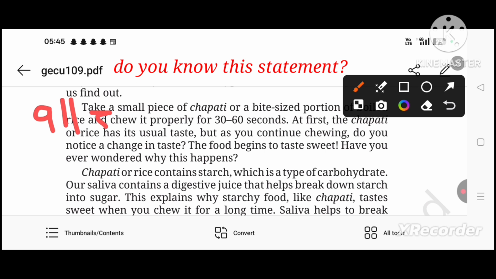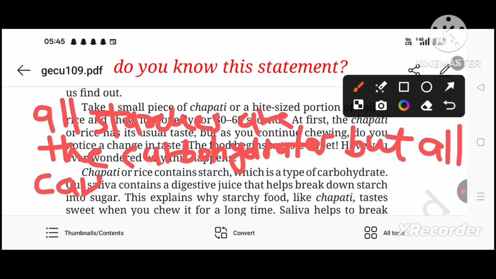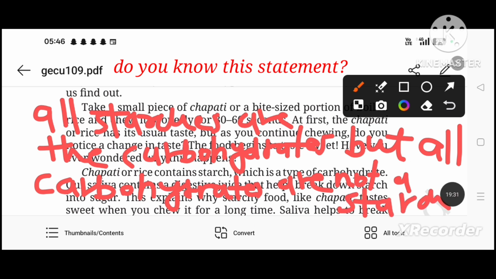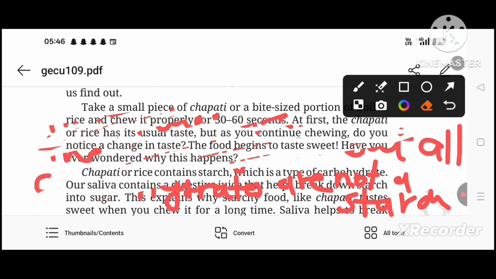All starches are carbohydrates, but all carbohydrates are not starches. What is the meaning of this sentence and why is it said in our NCERT? I will explain this statement and how it is said in the NCERT.